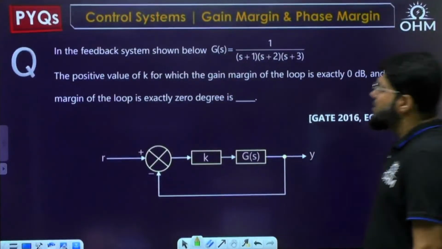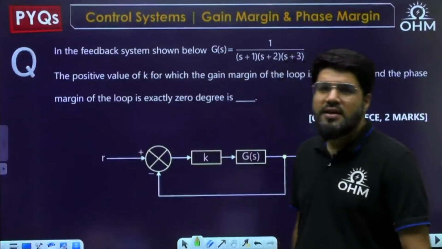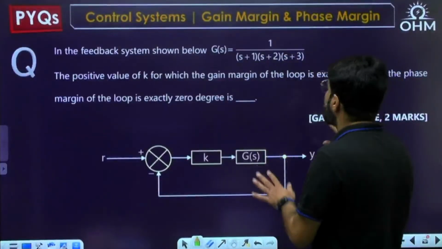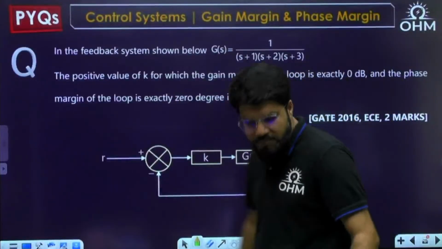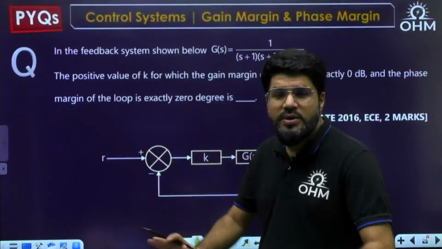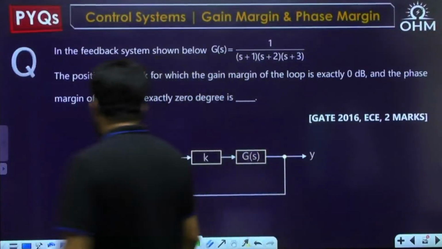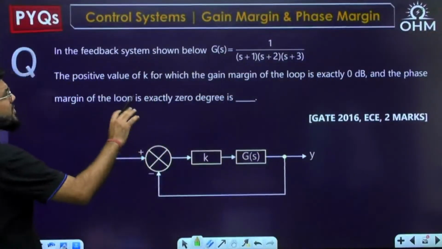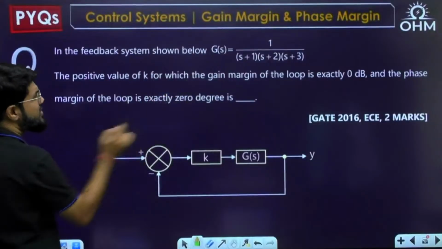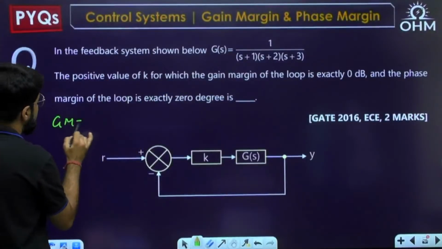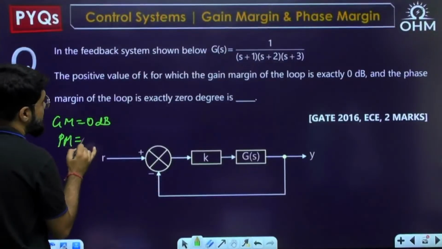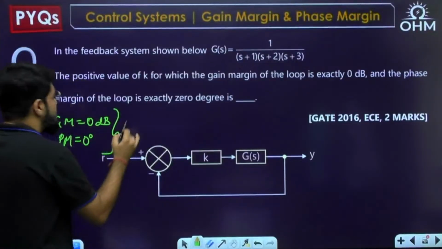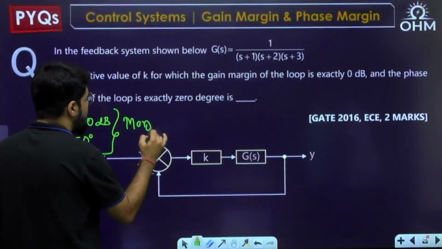Now, this question looks like calculations on gain margin and phase margin, equating the gain margin to 0 dB and phase margin to 0 degree. But no, it is not at all a question on gain margin, phase margin calculation. It's only testing your concept. What is the value of K for which the gain margin of the system is exactly 0 dB and the phase margin is 0 degree? This concludes that the system is marginally stable.